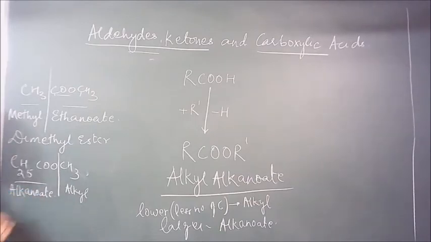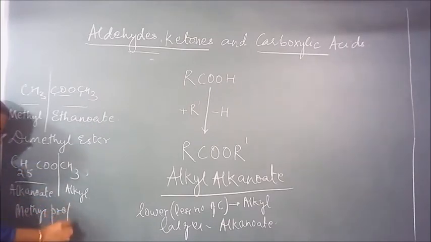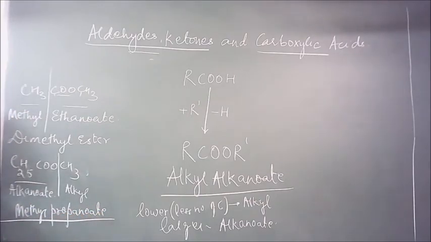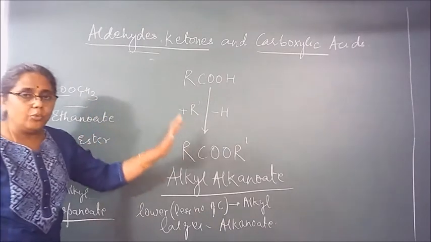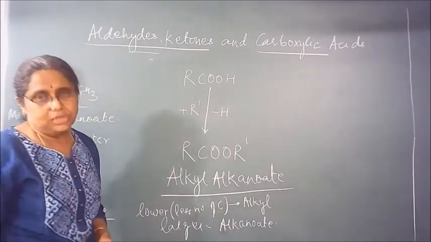What is the compound's name? It is methyl, with 3 carbons, it is called what? Propanoate. Methyl propanoate. Understood? That is the IUPAC name. The common name of this compound will be ethyl methyl ester. It will never be methyl ethyl ester because E comes before M. So this is how we name the third acid derivative, which are called esters.